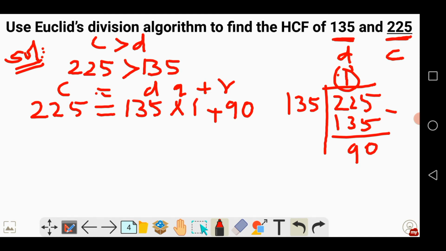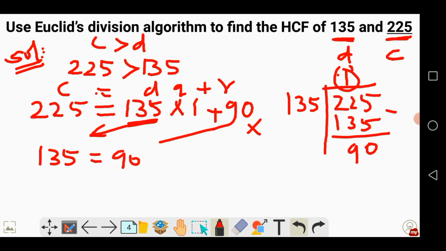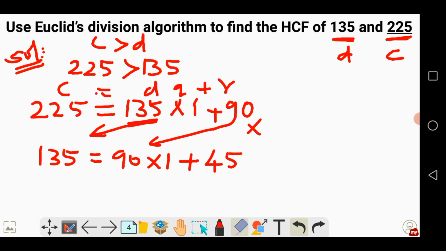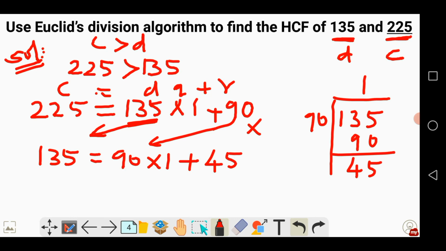That means divisor into quotient plus remainder. The divisor is 135. The remainder is not 0, so you take D and R again. D is 135, R is 90. How many times does 90 go into 135? Only one time. So 135 is equivalent to 90 into 1 plus the remaining 45. The same procedure is followed here also.